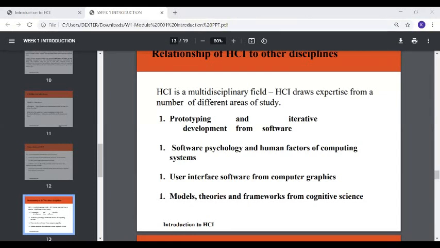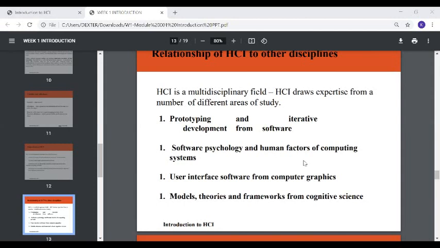HCI has progressively integrated its scientific concern with the engineering goal of improving the usability of computer systems and applications, which has resulted in a body of technical knowledge and methodology. HCI continues to provide a challenging test domain for applying developing psychological and social theory in the context of technology development and use.